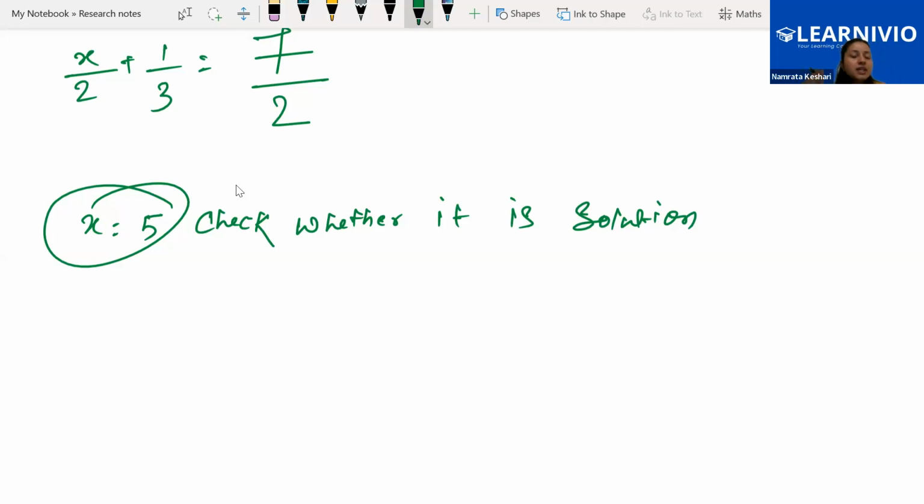When the teacher says it will be valid for the given equation, that means the left hand side and right hand side become equal. Okay, let's substitute and check it. When we put x equals 5 in our equation, it will be 5 by 2 plus 1 by 3. On the other side, 7 by 2 stays as it is. We will calculate the left hand side and check whether it is exactly the same as the right hand side or not.